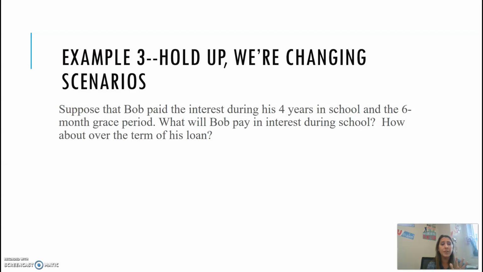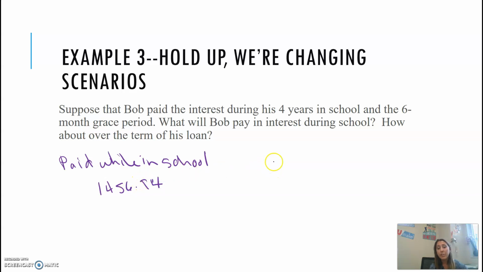So now we're in scenario 3. So suppose Bob paid the interest during his 4-year period, grace period. So now we're going to do the exact same thing, except already paid while in school and the grace period. He's going to pay the $1,456.94, which we already figured out. Okay, so now we just have the original principal, and we're going to put that in our monthly payment formula.